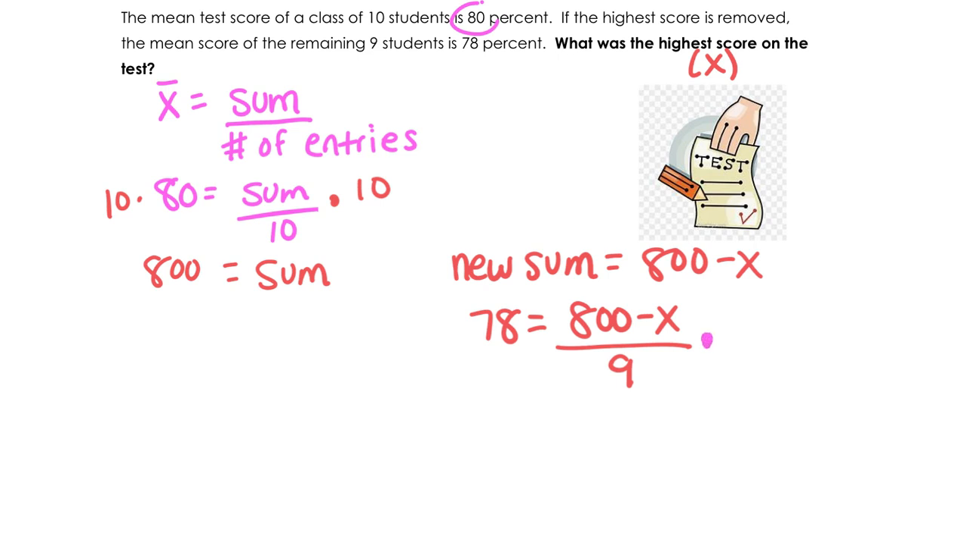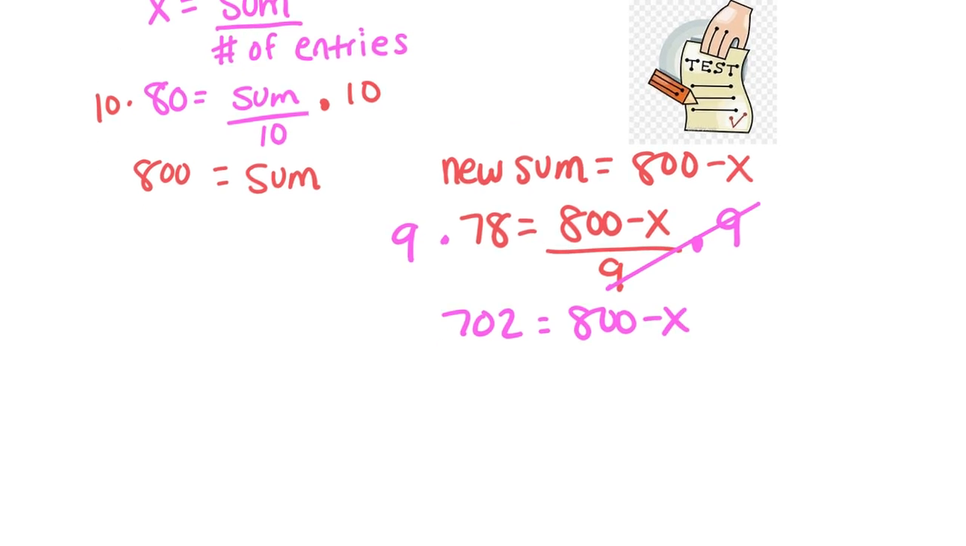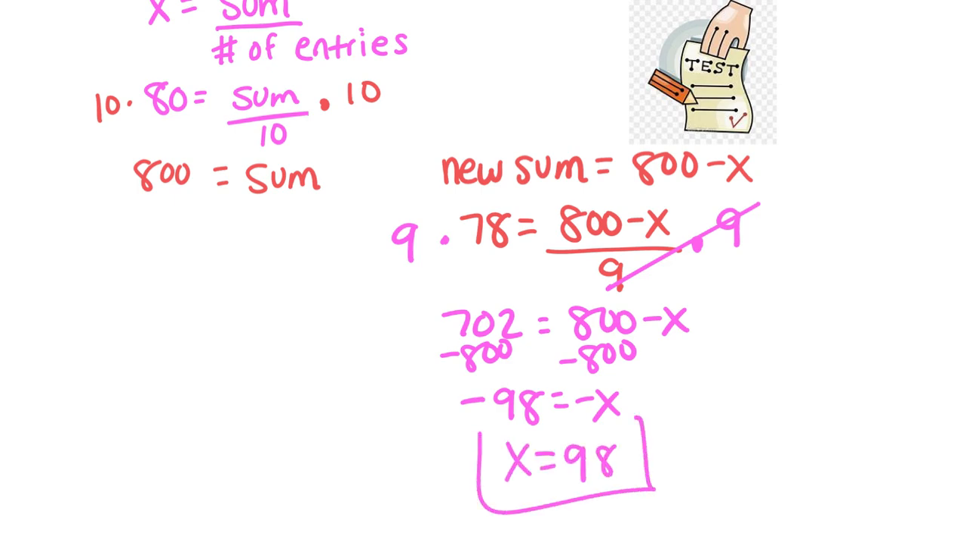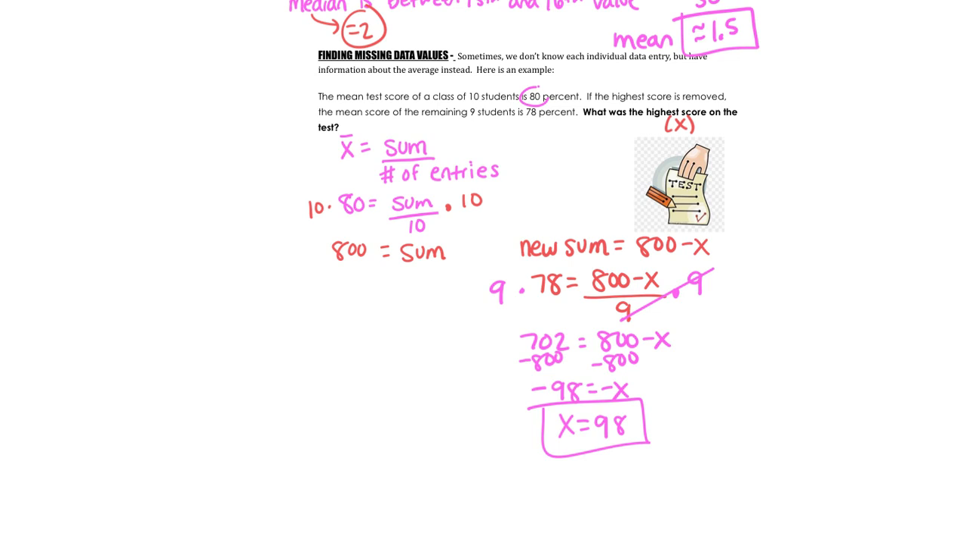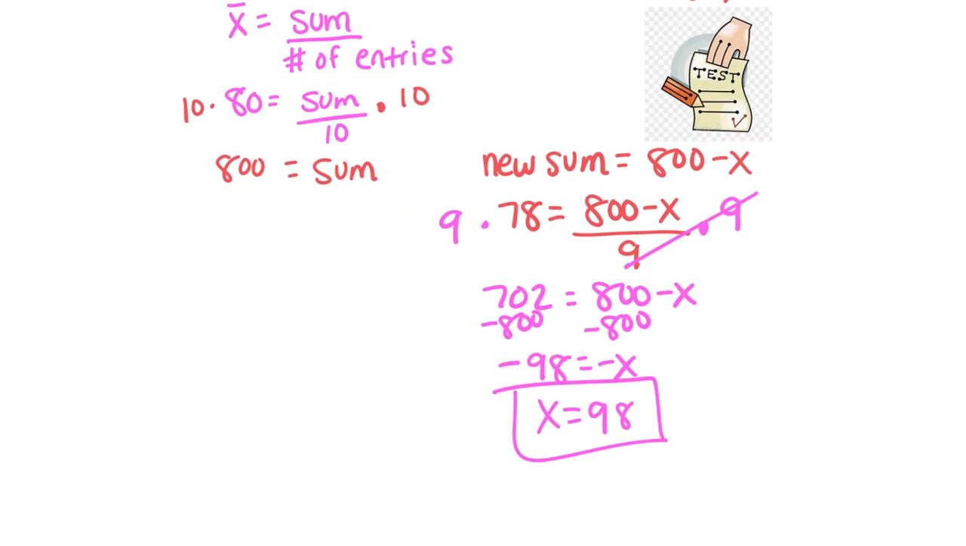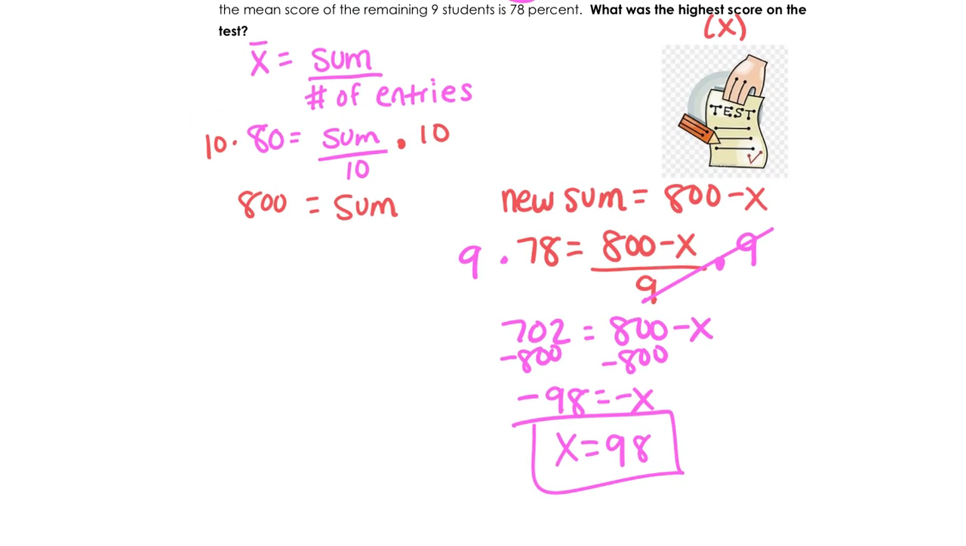So get rid of the divided by 9, so multiply by 9. 9 times 78 is 702. So you have 702 equals 800 minus x. To solve that, you can probably tell by looking at that the x is 98, but the actual math of that is minus 800, negative 98 equals negative x. So therefore, if we multiply or divide by -1, x is 98. So the highest score must have been 98. There are different ways of reasoning through that. So if you can figure out a way to show work and get 98, even if it's not the same way as me, that's fine.